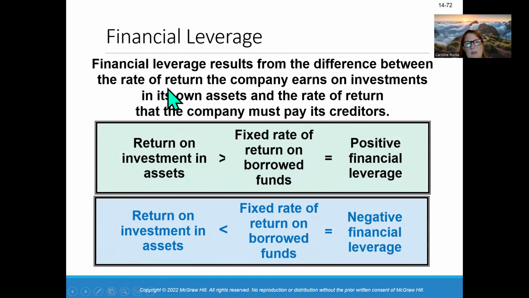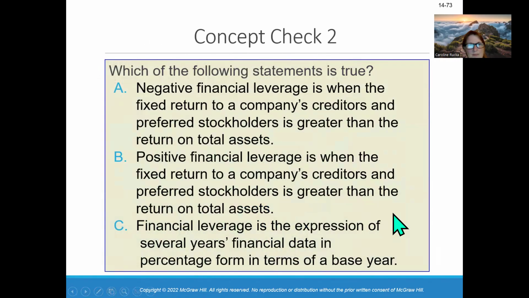Financial leverage is the difference between the rate of return the company earns on investments in its own assets and the rate of return that the company must pay to its creditors. So if the return on investment in assets is greater than the fixed rate of return on borrowed funds, then you have a positive financial leverage. The opposite is also true. If your return on investment in assets is less than your fixed rate of return on borrowed funds, then you have a negative financial leverage.